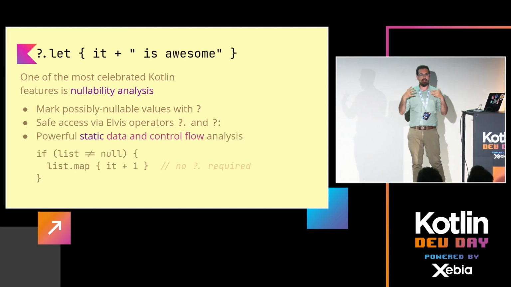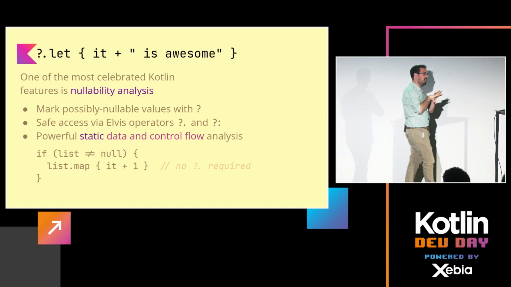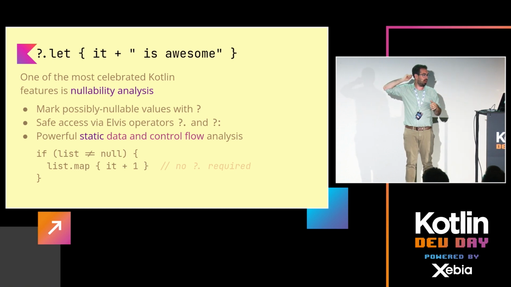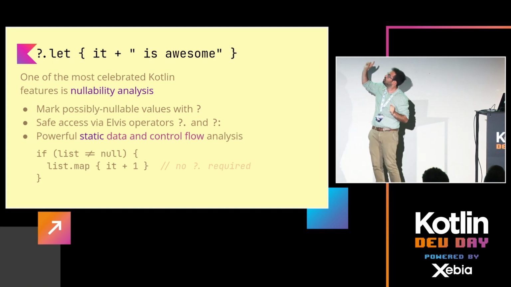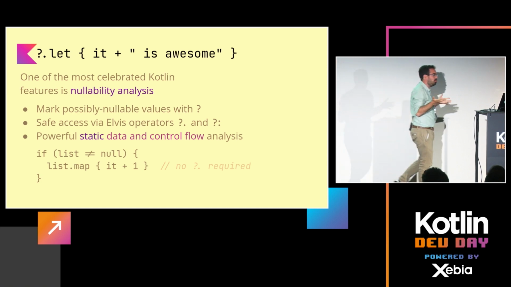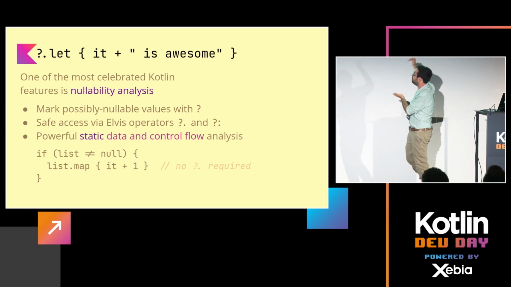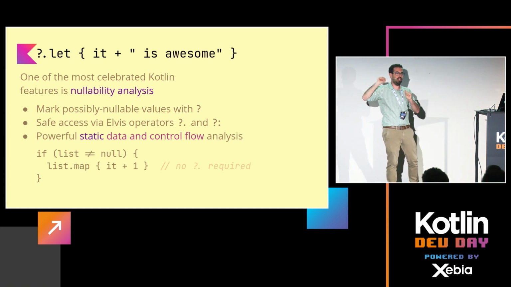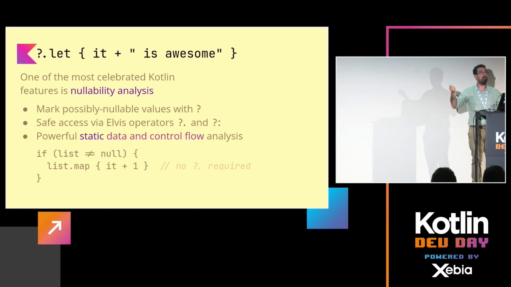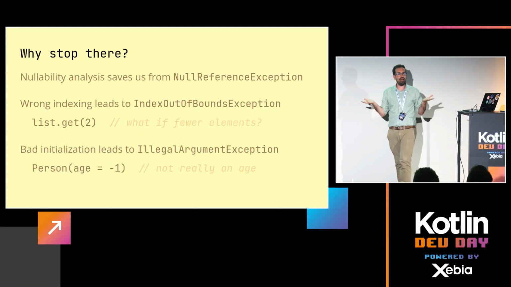But on top of that is this kind of powerful static data flow analysis, right? Because when I compare this to what you have to do in other languages, because you check that the list is not null, somehow the compiler magically knows that within this block, you don't need your question mark dot anymore. So there is this analysis that the compiler is doing for you. So the question is, why stop there?